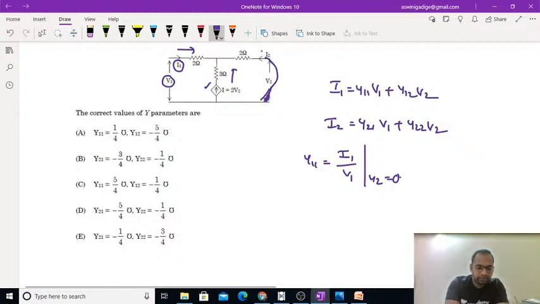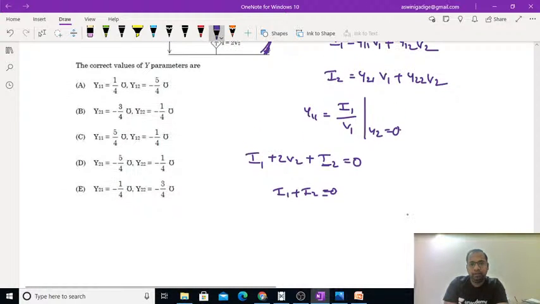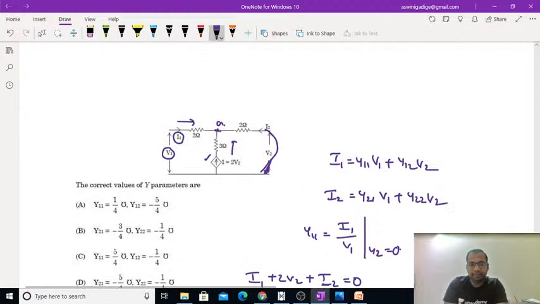2V2 is coming in this direction and I2 is coming in this direction. That means all these are meeting at this node. So I can write that I1 plus 2V2 plus I2 is equal to 0. And if I short circuit V2, that means V2 becomes equal to 0, then I can write that I1 plus I2 is equal to 0. Whenever I1 plus I2 is equal to 0, I will get that I1 is equal to minus I2.